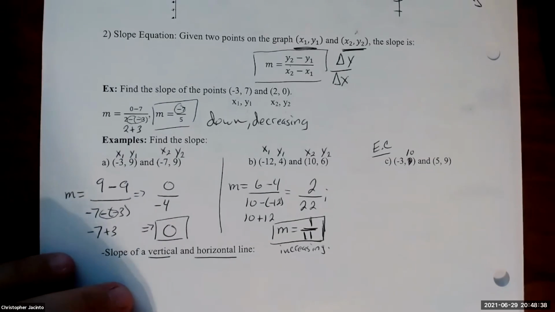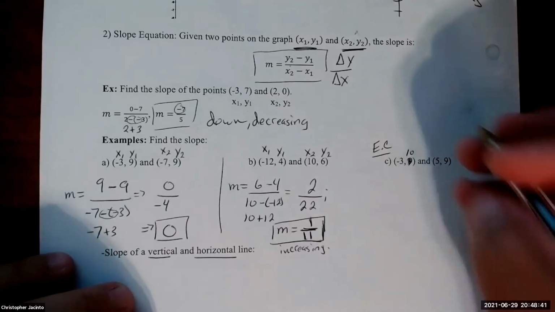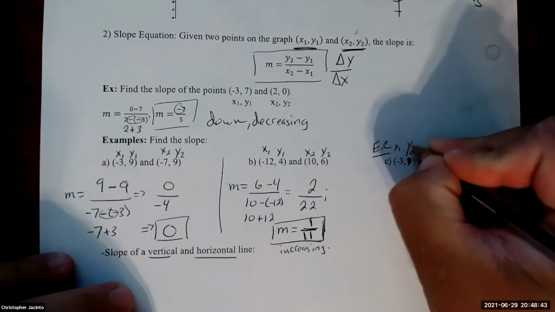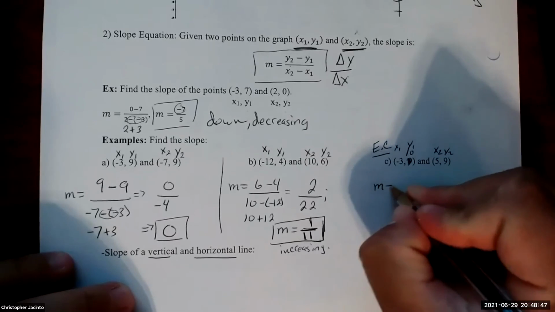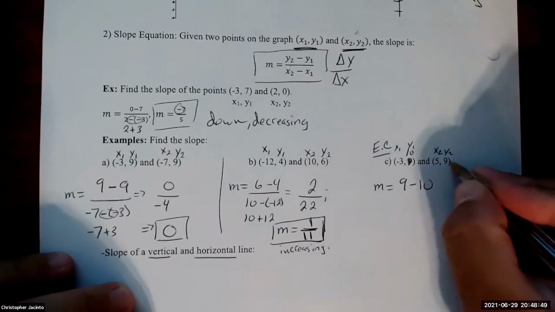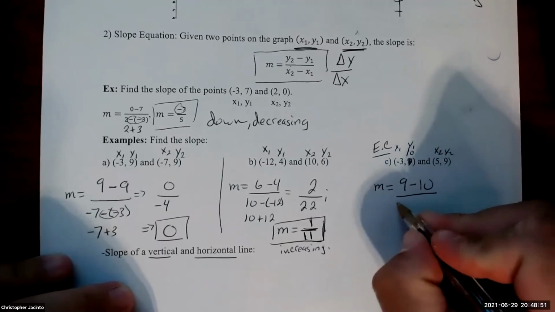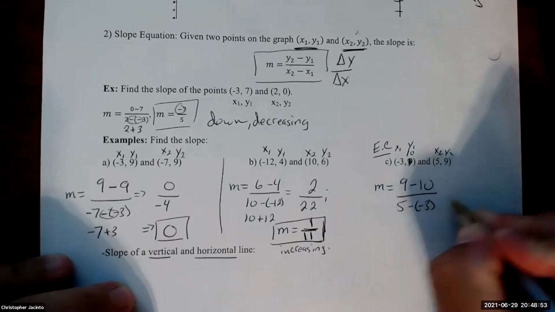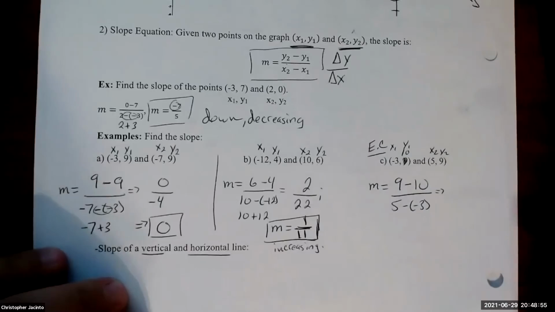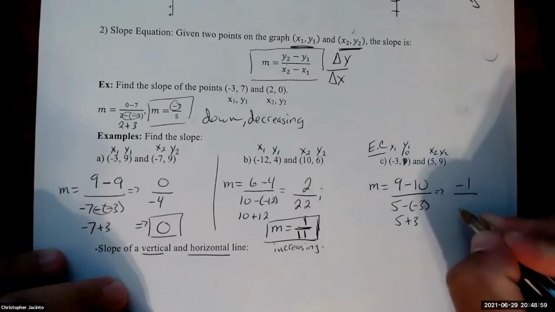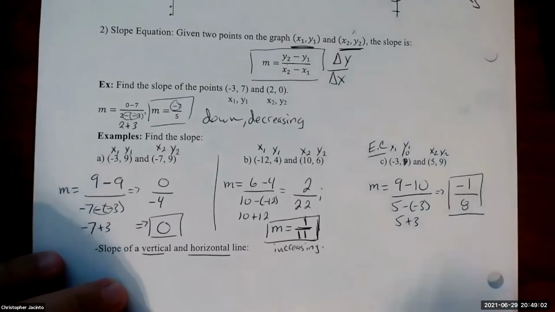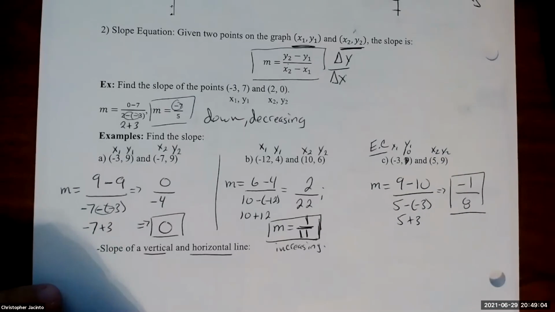Okay, so let's see. So x1, y1, x2, y2. So slope is 9 minus 10 over 5 minus a negative 8. And it looks like a lot of you guys got it. That's going to be negative 1. It's being plus. So there you go. Good. And a couple of you guys did it. Yep, so it's down, so it'll be decreasing.